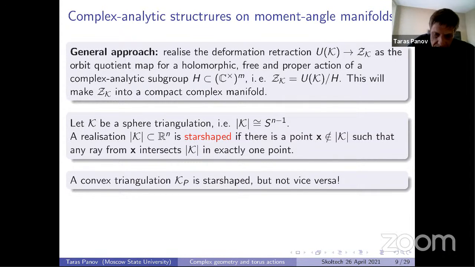So the triangulations corresponding to complete simplicial fans sit strictly between convex triangulations, the simplicial polytopes, and arbitrary triangulations. Not every triangulated sphere can be obtained as a simplicial complex underlying a complete simplicial fan. And also not every complete simplicial fan is combinatorially equivalent to the boundary of a polytope.